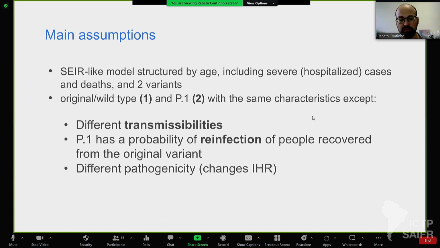IHR means infection hospitalization rate. That is, among infected people, what is the proportion of those that are going to end up in a hospital, right, with a severe case of COVID, right? And this hides a lot of stuff in here, right? So there are a lot of choices here.